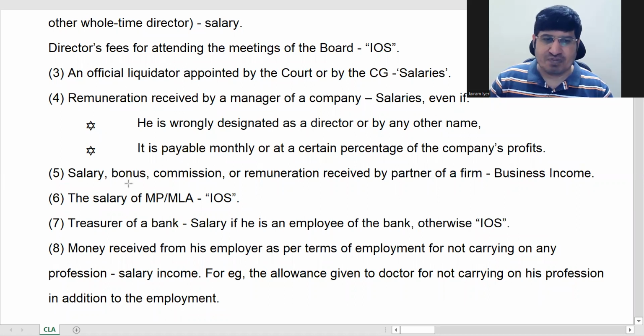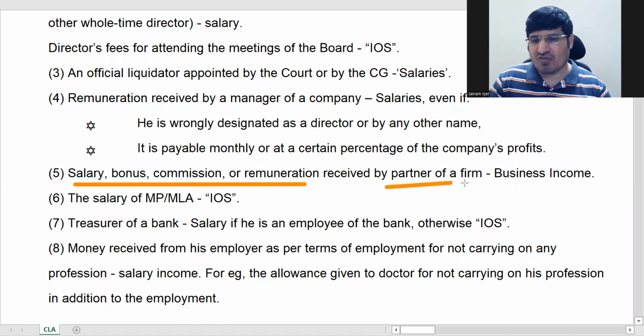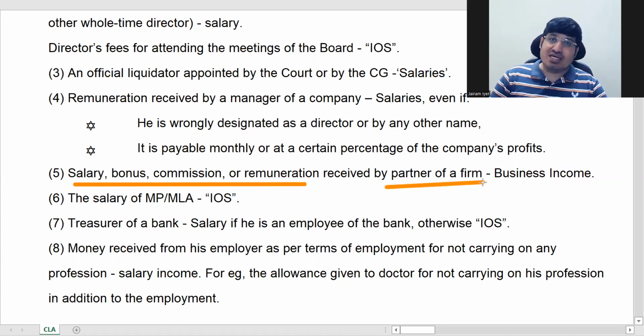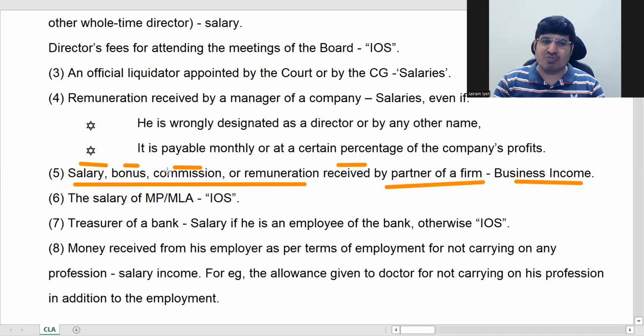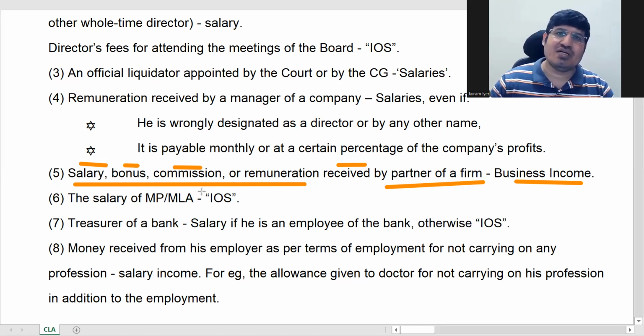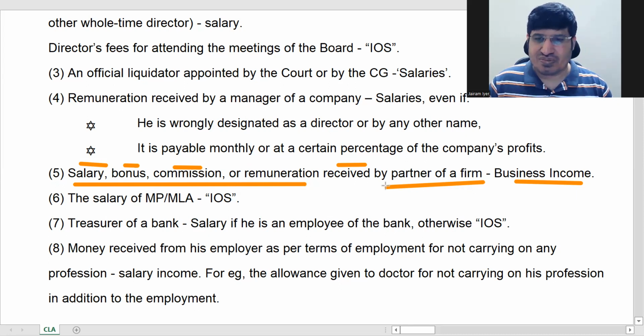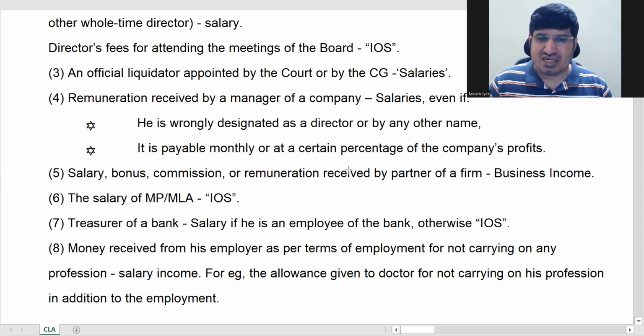Now, partner of a firm. Salary, bonus, commission or remuneration received by a partner of a firm. What does the firm earn at the end of the year? It earns profits, correct? The profits are divided between the partners. They can call it salary, they can call it bonus, whatever it is. In the end, they are going to take back only the profits. Their profit share is what they are going to take back. So all these things received by a partner of a firm are business income because it is profit. Even if they say commission or bonus, it is just a name changed for share in profits. So if a partner of a firm is receiving salary, especially, don't be misled by the word salary, it is business income.